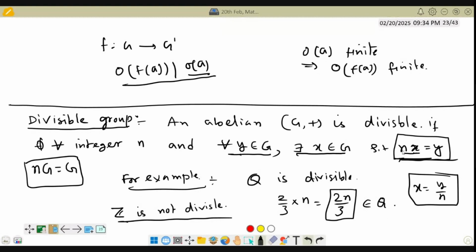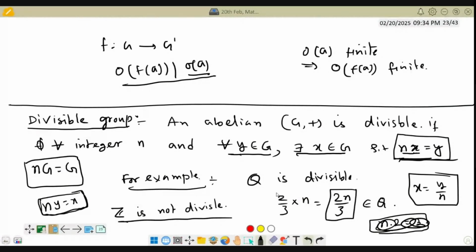Suppose you have n times some integer equal to 2, that is some integer 3. Is it possible in the integers? It is not possible, right? Or you can take an integer n and an integer y, and if you take G to be Z, then x will have to be an integer. So this equation you can't solve in the integers, but you can in the rationals. Even any quotient group of a divisible group is divisible.